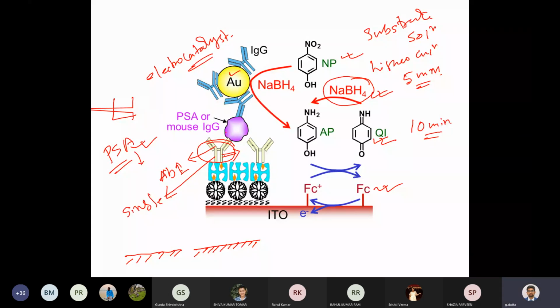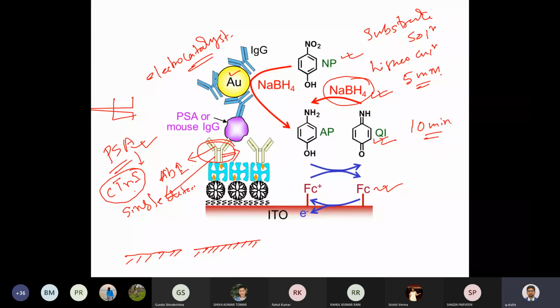But if you want to detect a cardiac biomarker, cardiac troponin I, do you know these things? What is your background, Shiva? Chemistry, botany, zoology. Okay, fine, no problem. So cardiac troponin I is another biomarker for heart disease.